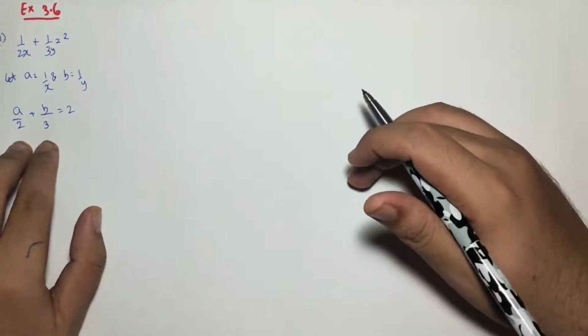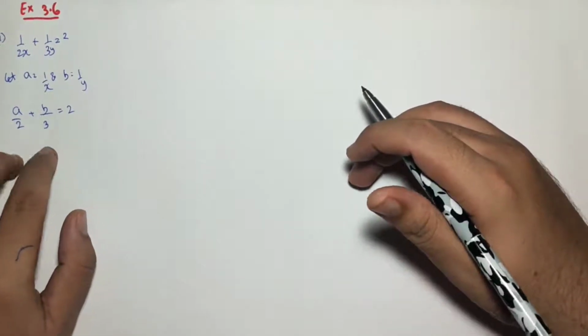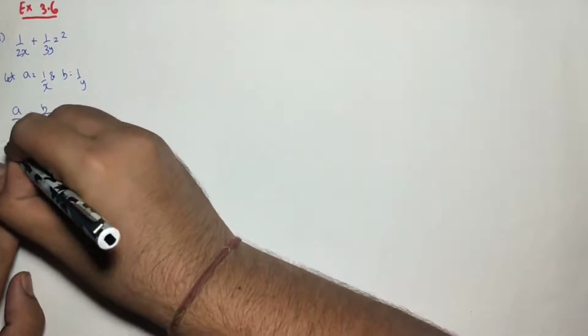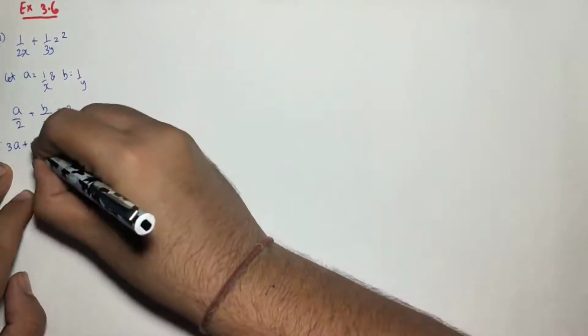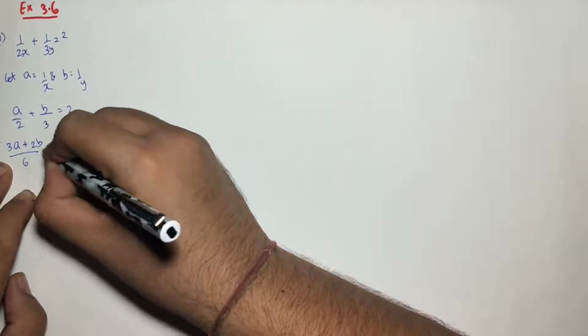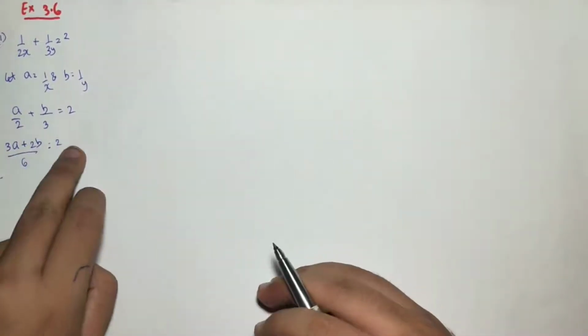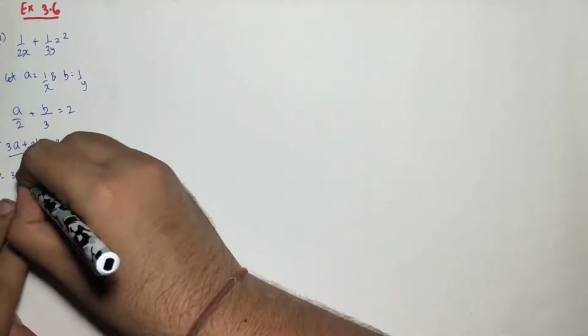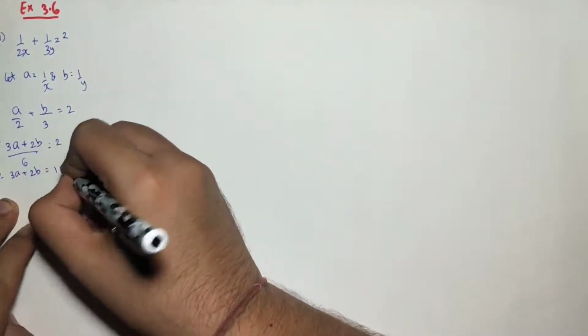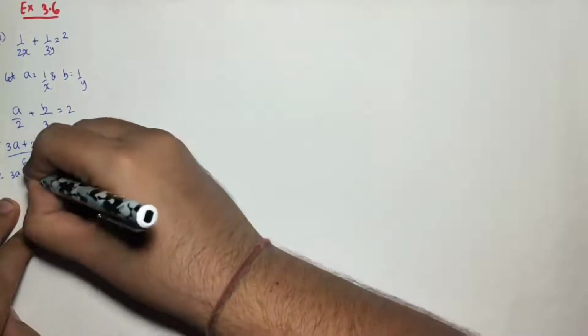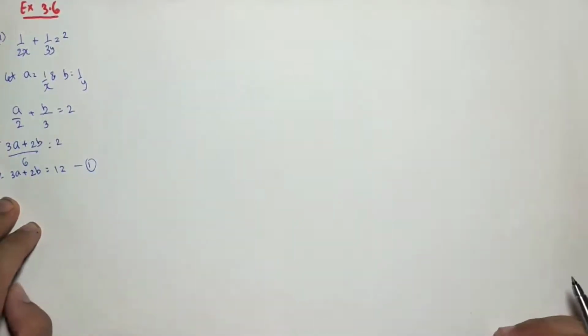Now we will take LCM. LCM of 2 and 3 is 6. So it will become 3a plus 2b whole upon 6 equals to 2. This 6 will go multiply over this side. So 3a plus 2b equals to 12. This is my first equation.